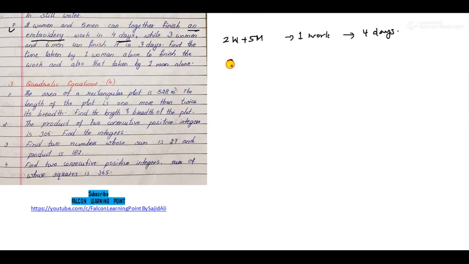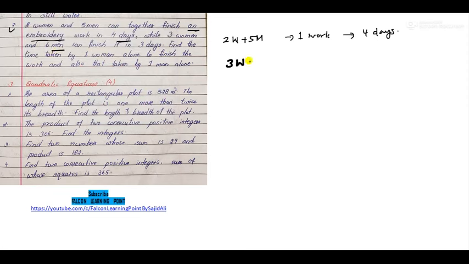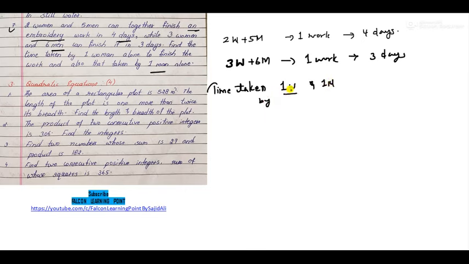Now 3 women and 6 men can finish the same work in how many days? In 3 days. Find the time taken by one woman and also one man alone. So what will be the time taken by one woman to complete the entire work, and again one man to complete the entire work.